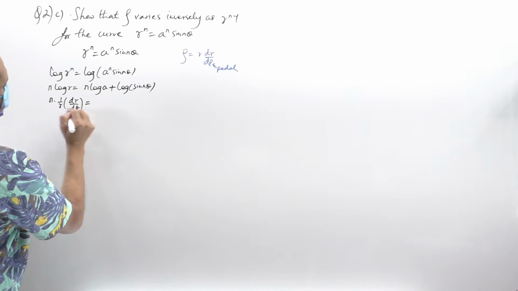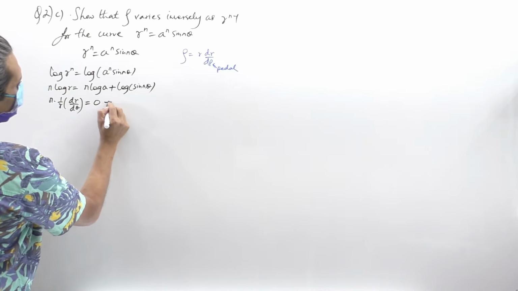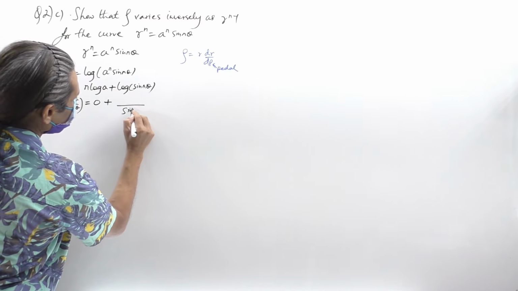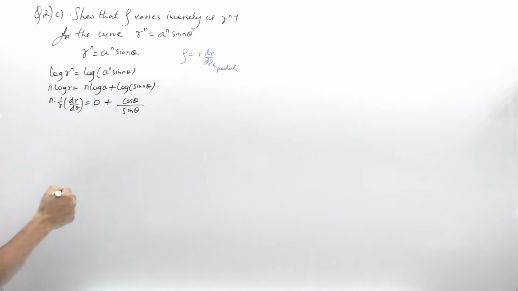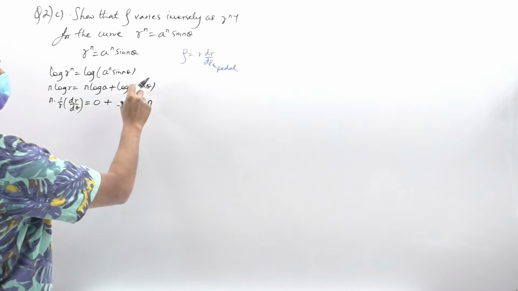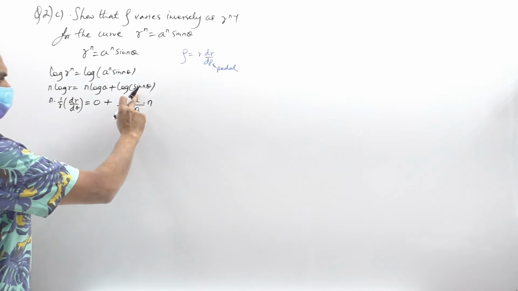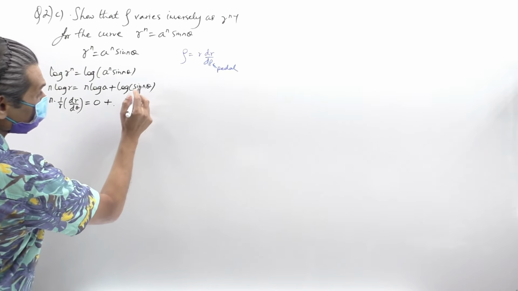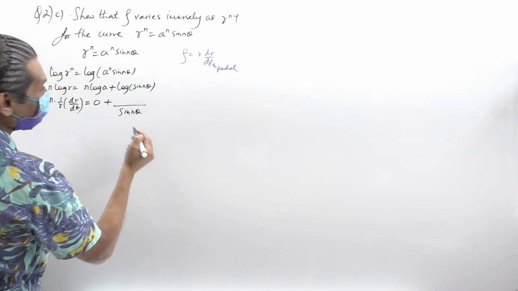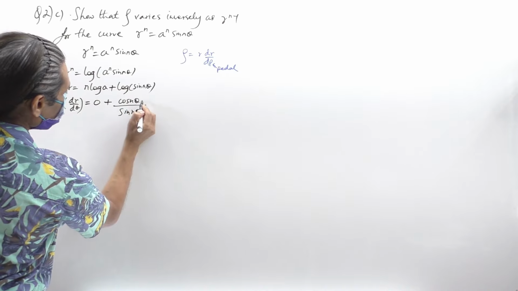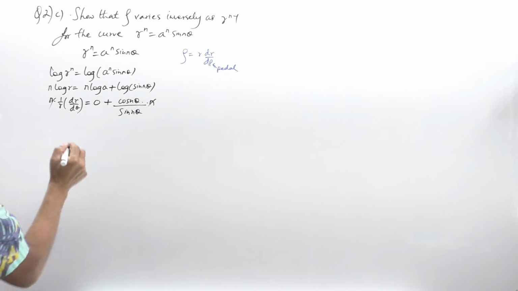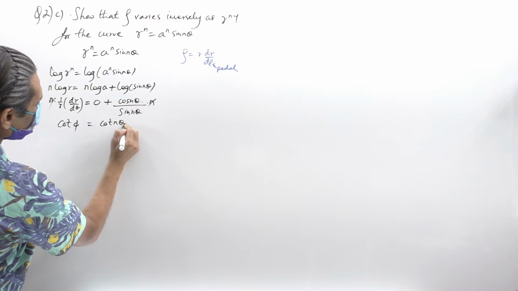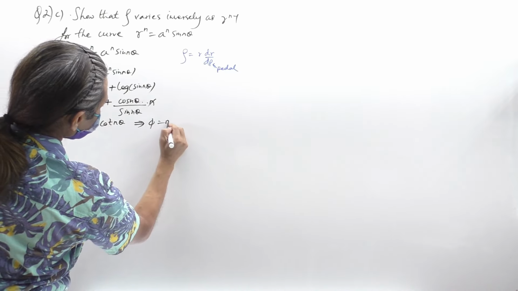Equals 0 plus, see, derivative of log x is 1 by x. Sorry, I missed here. The differential of log of sin n theta will be 1 by sin n theta into the derivative of sin n theta, which is cos of n theta, again into n, so n cancels here. We have cot of phi is equal to cot of n theta. That implies phi is equal to n theta.